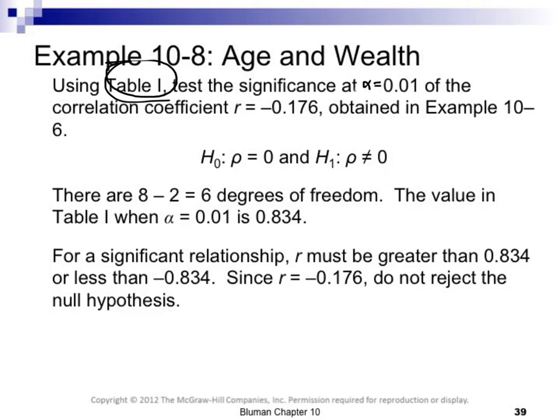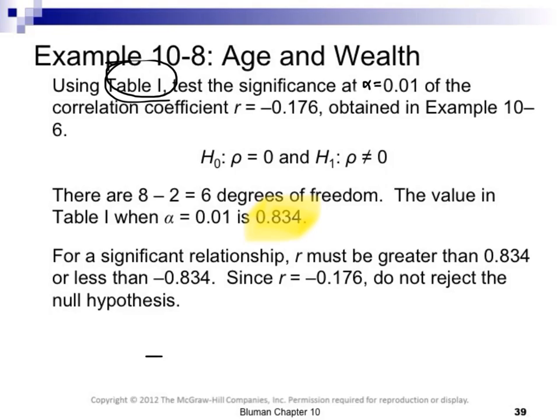And we have the null hypothesis that rho is equal to 0, and the alternative hypothesis that rho is not equal to 0. There are 6 degrees of freedom for age and wealth. And remember, we didn't think there was a very good correlation with this data. The value in Table I, where alpha is 0.01, is 0.834. So that's what we're comparing our r that we found in the problem against. For a significant relationship, r has to be greater than 0.834.